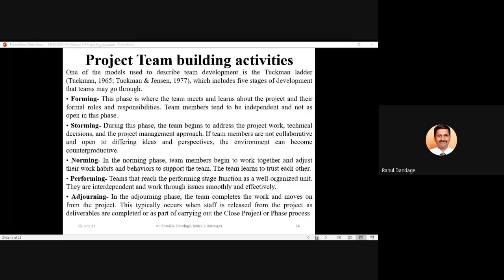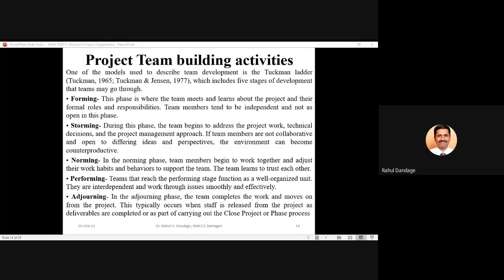In this particular phase, the team members are independent and not as open. They are working independently. They are not working as a team. So more and more they will try to perform the work as an independent entity. They will not be performing their work as a team, because it is just a beginning of formation of team.